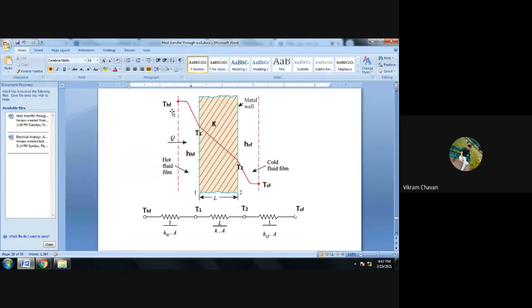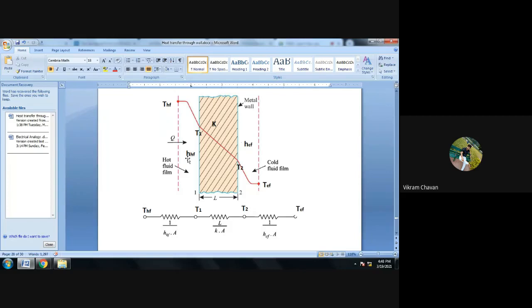Here T suffix Hf is the temperature of the hot fluid, and this is the temperature profile we have drawn. T1 is the surface temperature of the wall on the hot fluid side, and T2 is the surface temperature of the wall on the cold fluid side. Then T suffix Cf is the temperature of the cold fluid which is flowing on the other side of the wall.